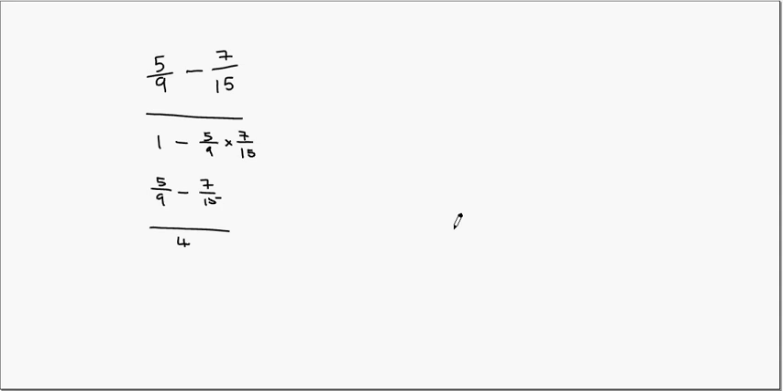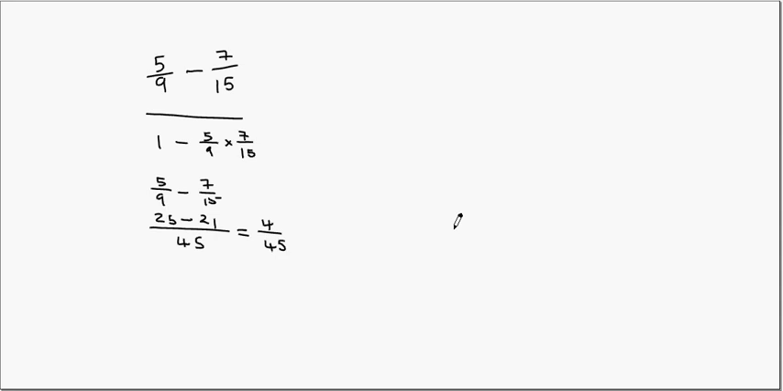Let's use here 45. So 5 into 45 is 5. 5 multiplied by 5 is 25, minus 15 into 45 is 3. 3 by 7, 21, correct? So this works out now to be 25 minus 21, which is 4 over 45. 4 over 45. That'll be the top one.